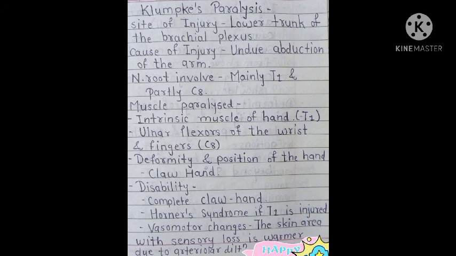Here the claw hand occurs, and disabilities are complete claw hand, Horner's syndrome if T1 is injured, and vasomotor changes occur: the skin area with the sensory loss is warmer due to the arteriolar dilatation.